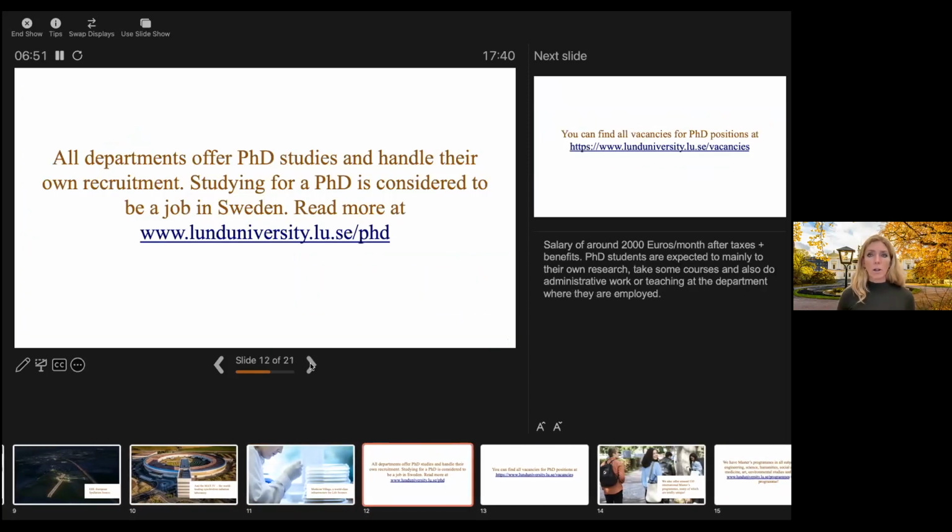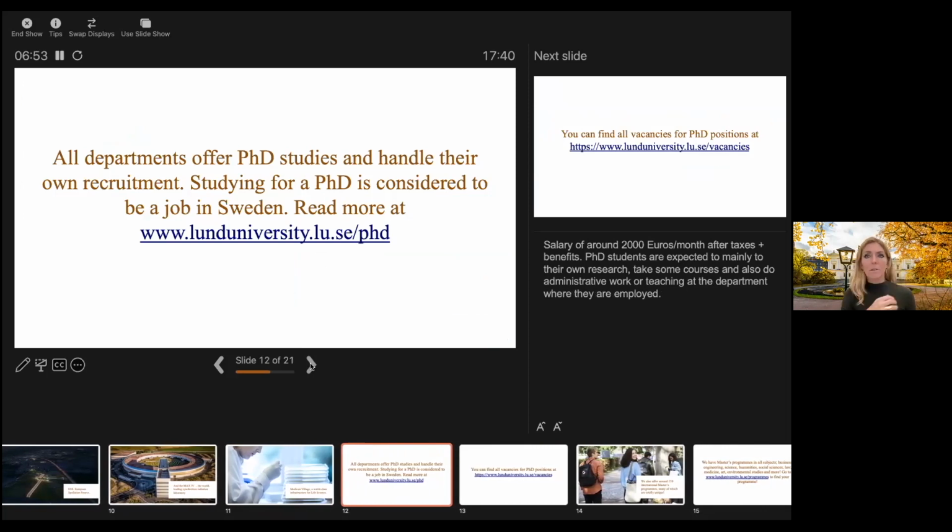I'm going to talk a little bit about PhD studies, as we know that some of you attending today are interested in pursuing a PhD. So all of the departments at Lund University offer PhD studies. This is a part of the structure at all departments. But it is a little bit different. I won't be able to show you a list of all the PhD programs we have, for example, and that is because studying for a PhD in Sweden is considered to be a job.